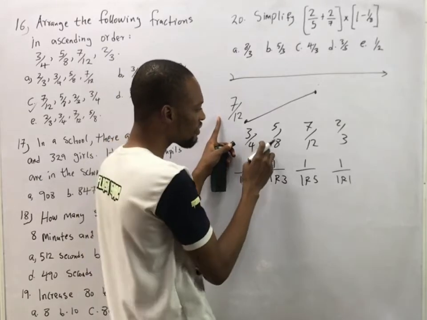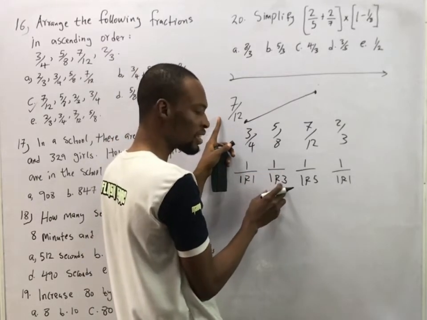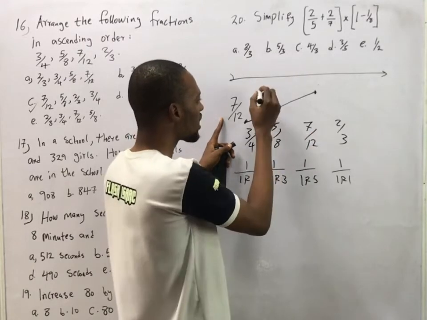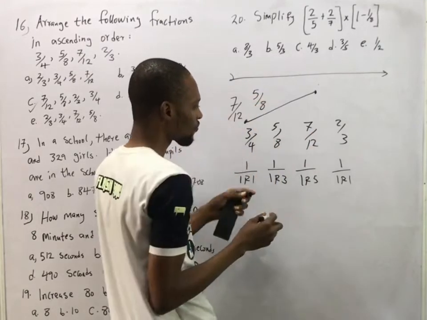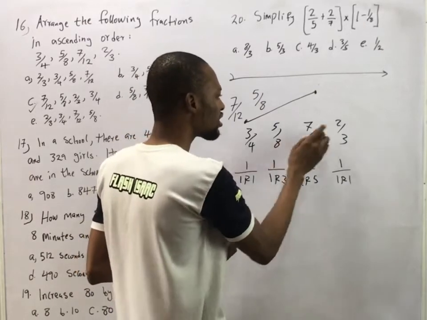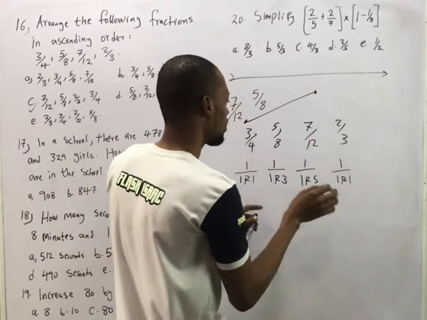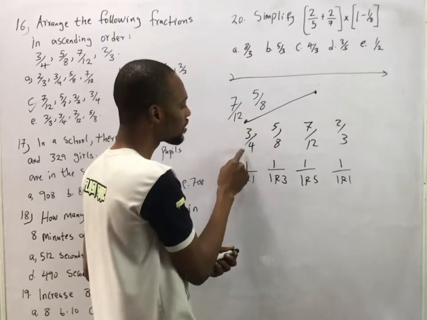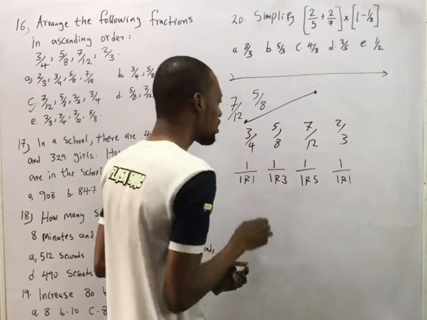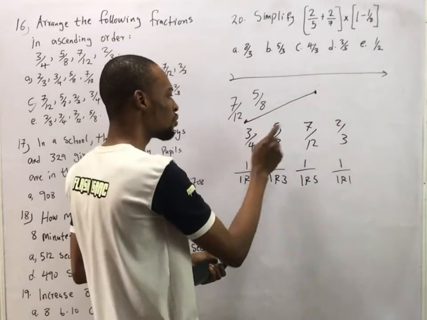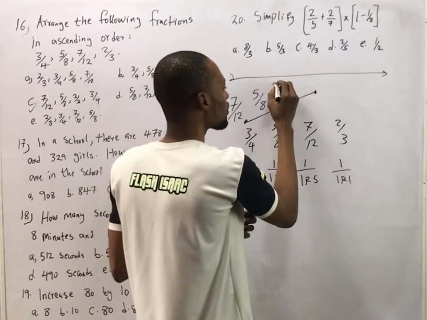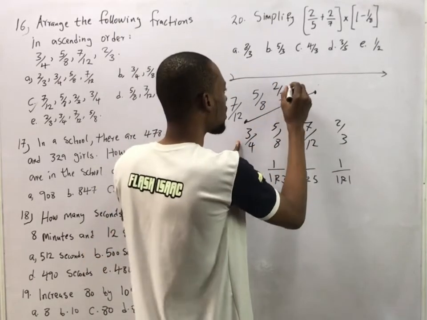Now the next, 5 over 8, has the biggest remainder after 7 over 12. So the next smallest one is 5 over 8. Now 3 over 4 and 2 over 3, they have the same remainder when you divide. So what do we do? We look for the bigger one. This is 3 over 4 and this is 2 over 3. So 3 over 4, 3 is bigger than 2, 4 is bigger than 3. So this is bigger than this. Therefore, the next one is 2 over 3 and the bigger one is 3 over 4.